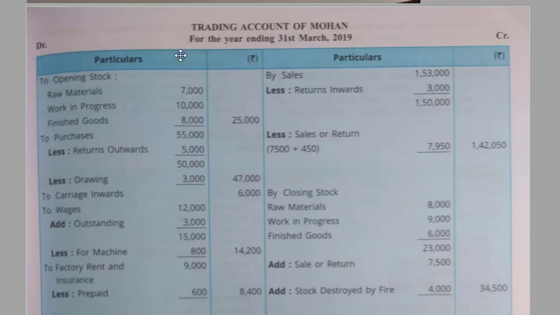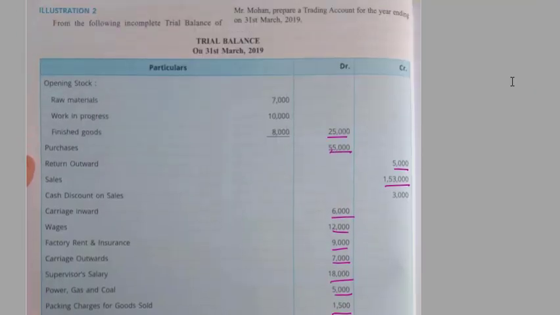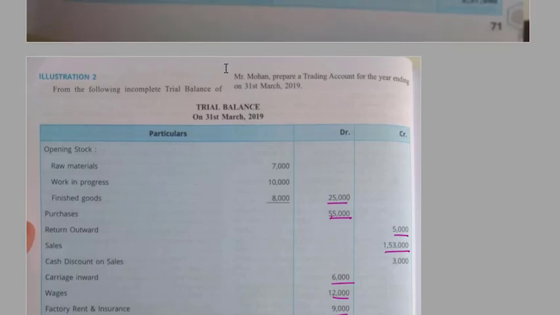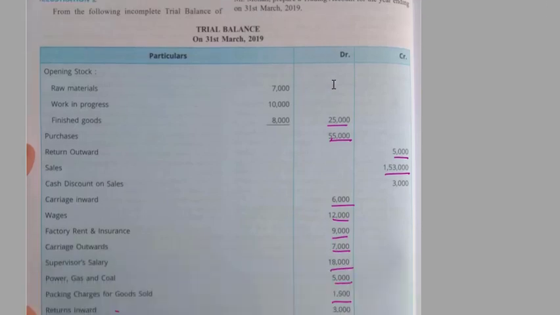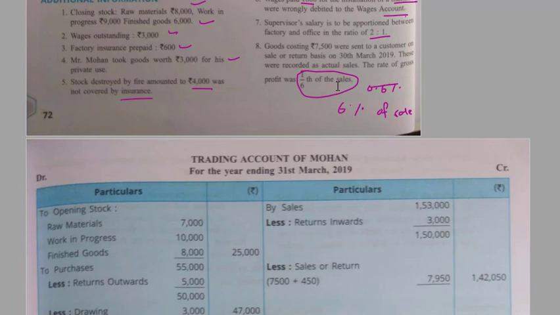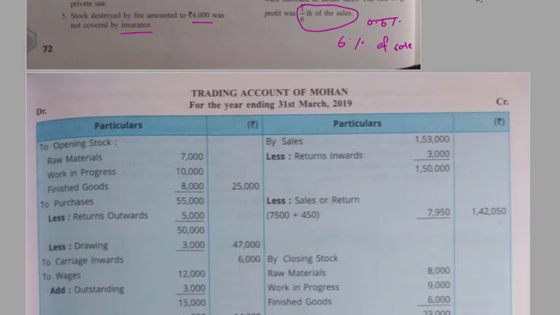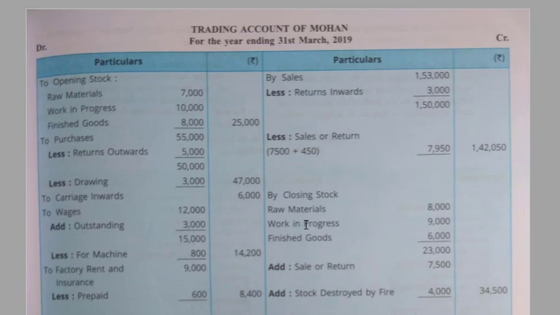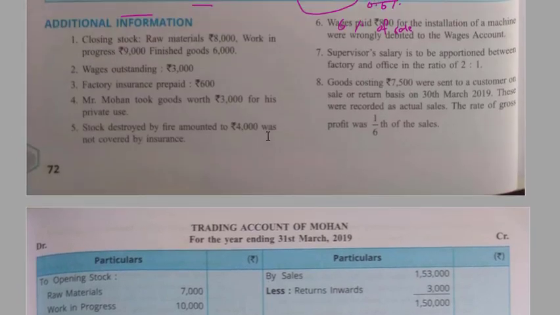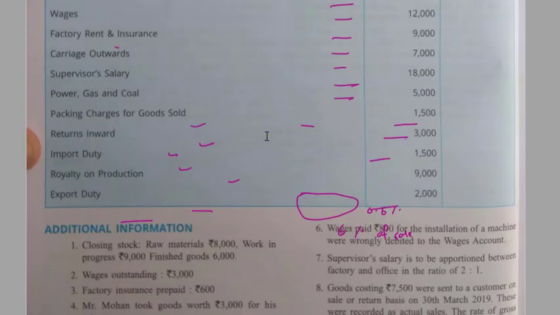Trading account of Mohan. Now who is the proprietor here? Mr. Mohan. So this is the trading account for Mr. Mohan. Let us start with the first entry. What is the first entry? The first entry is the opening stock.